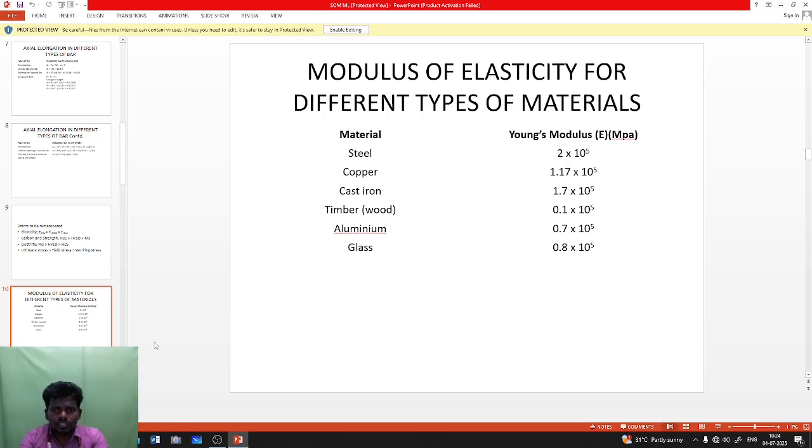Modulus of elasticity for different types of materials, as seen here, Young's modulus: steel 2 × 10⁵ MPa, copper 1.17 × 10⁵, cast iron 1.7 × 10⁵, timber 0.1 × 10⁵, aluminium 0.7 × 10⁵, and glass 0.8 × 10⁵.